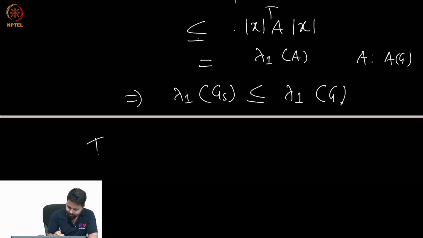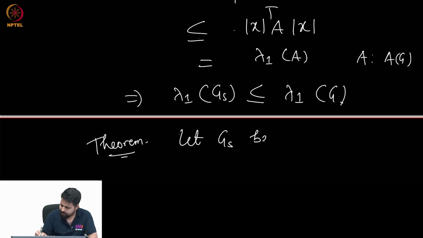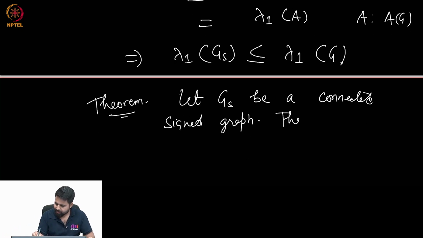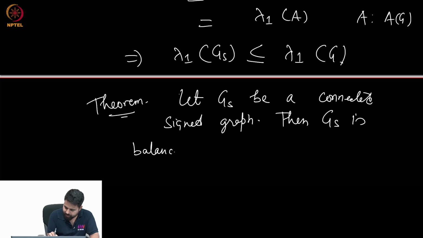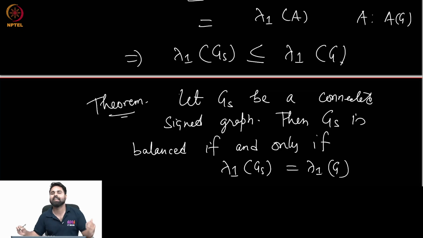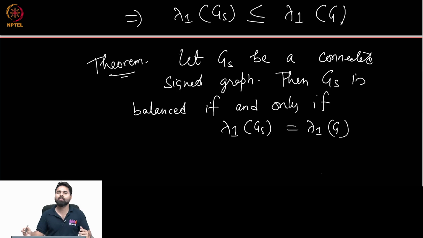So the theorem is this. Let GS be a connected signed graph, then GS is balanced if and only if lambda 1 of GS is the same as lambda 1 of the underlying unsigned graph. Okay, very good. How to prove this beautiful claim? Okay, so proof.